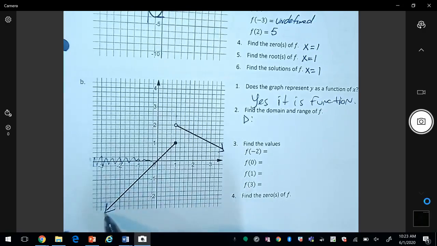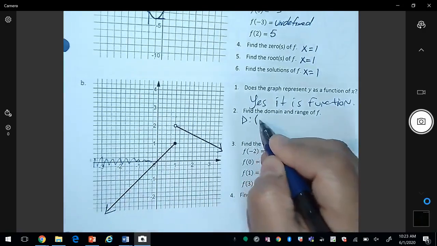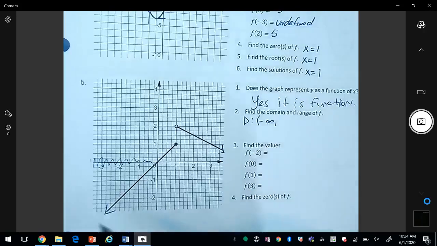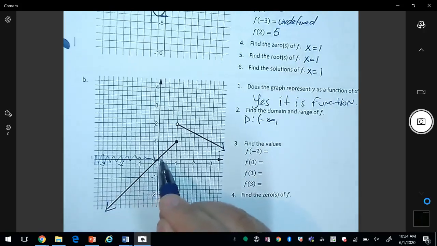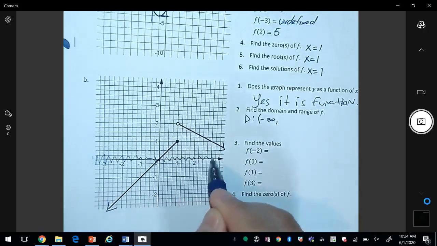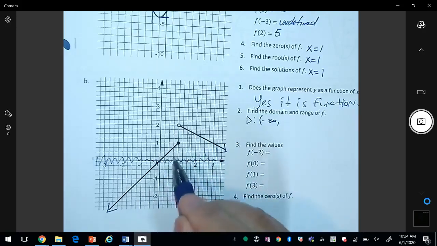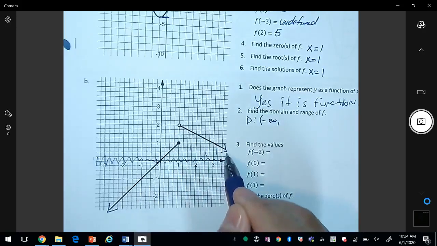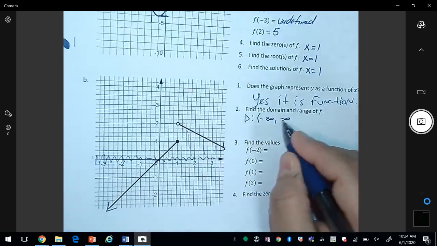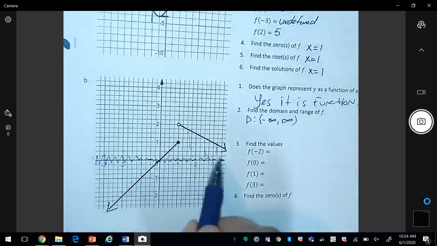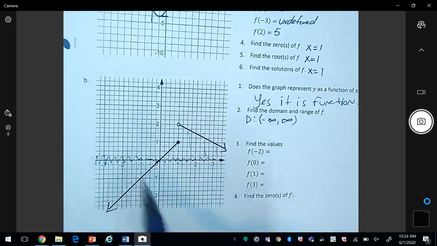Okay, and this is going to go on to negative infinity. So we start with negative infinity, and then we keep going across, and you can see that all of these x's are being used because they land on top of the graph at some point. And it's also going to go to infinity. So again, the domain is all the x values that are being used.